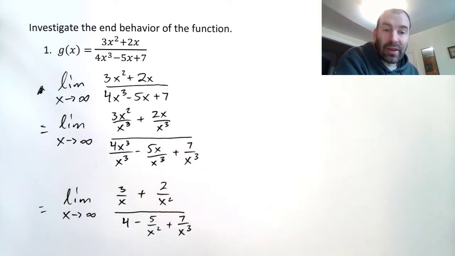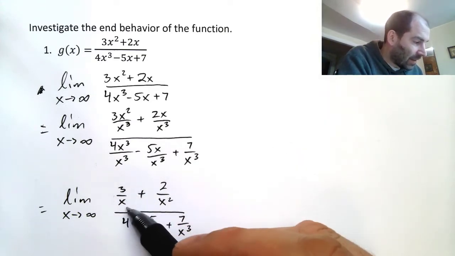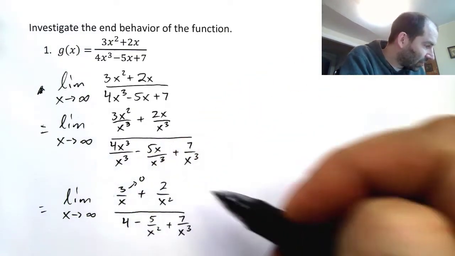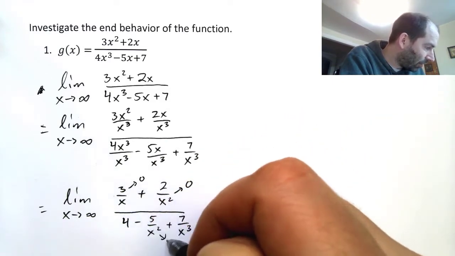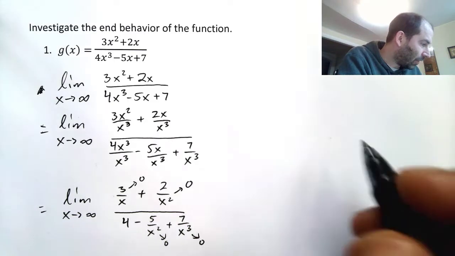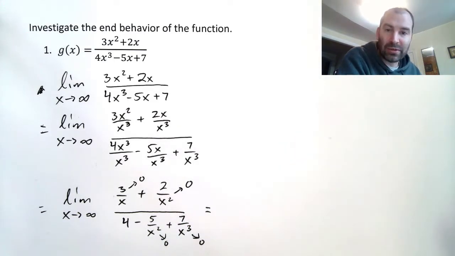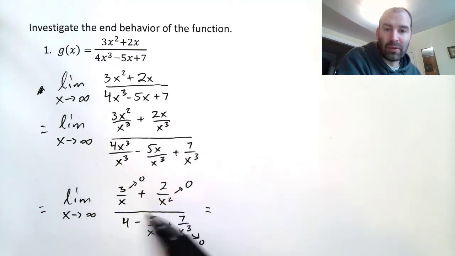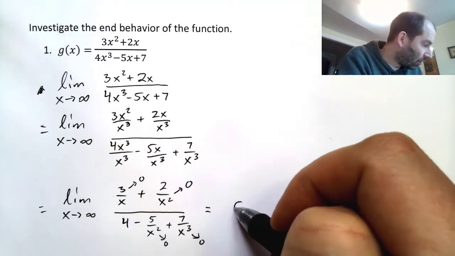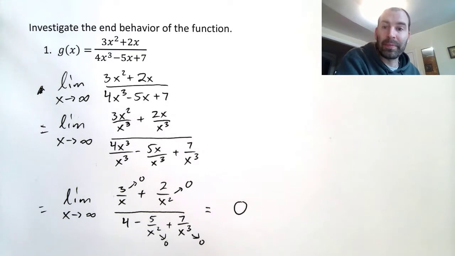Okay, so now we do these limits. As x goes to infinity, this goes to 0. This goes to 0. This stays equal to 4. This goes to 0, and this goes to 0. And so we see that the limit as x goes to infinity is 0 over 4, so the whole thing is 0. Now, that is the end behavior to the right. That's the limit as x goes to positive infinity.